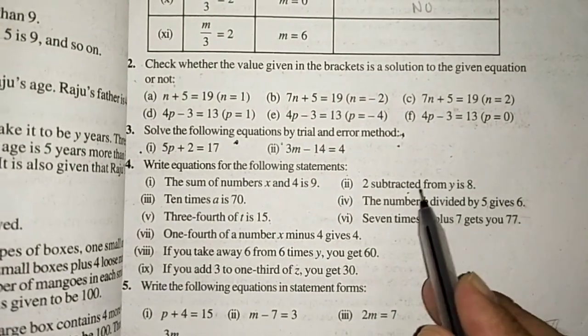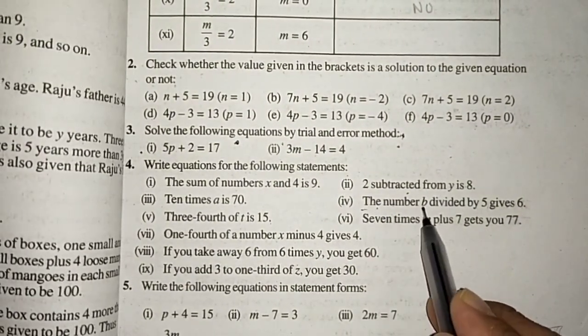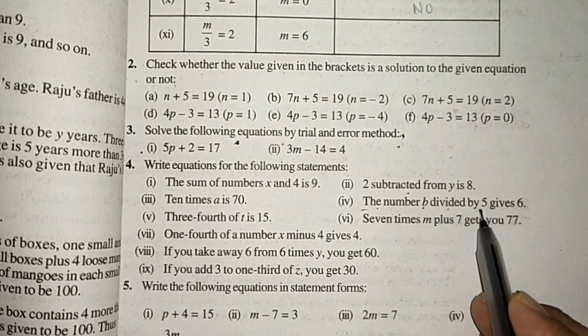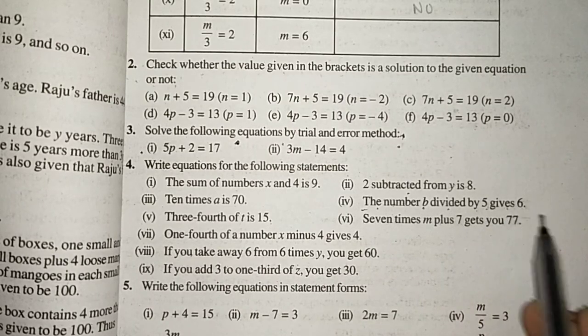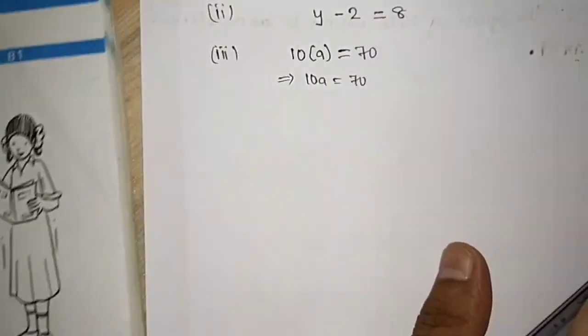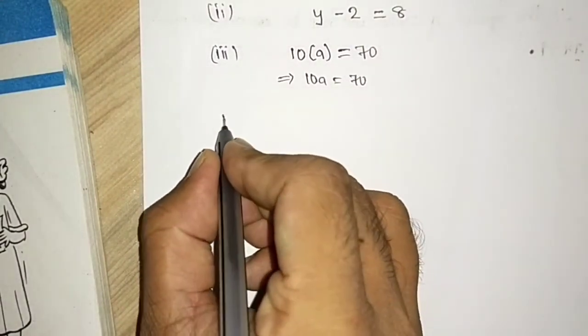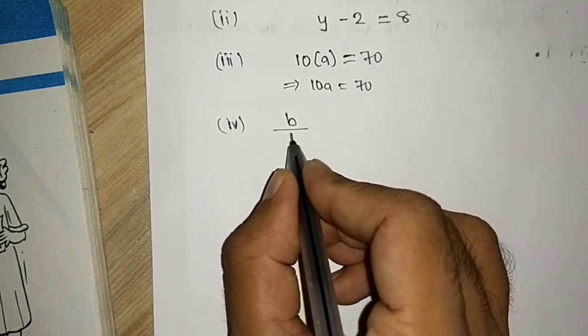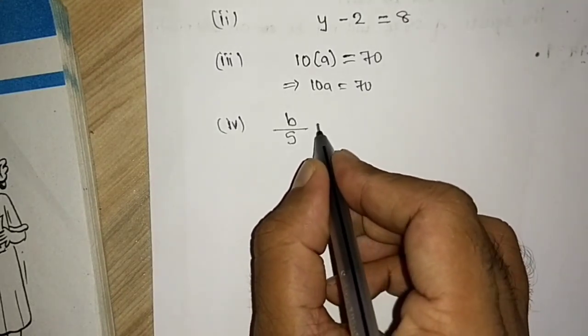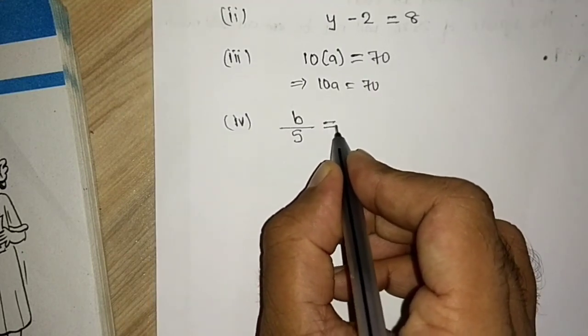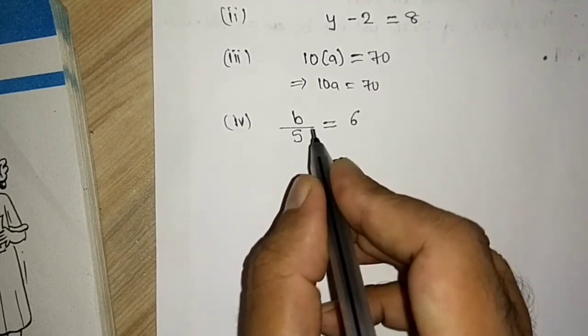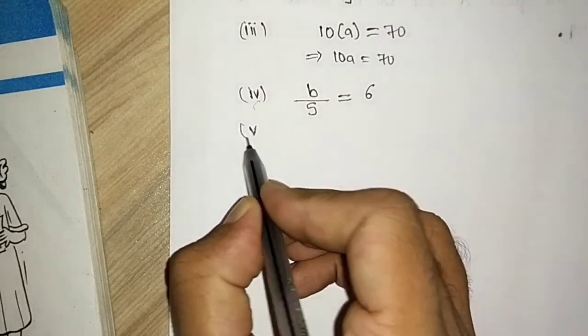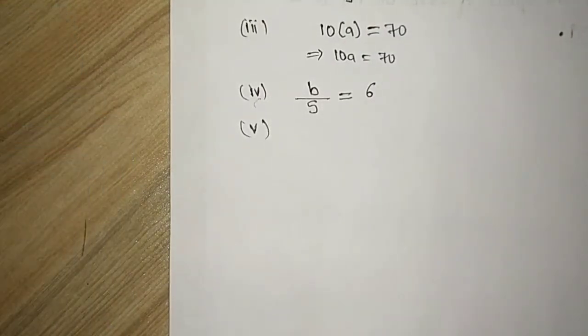Now moving to fourth part, the number b divided by 5 gives 6. The number b, let me first write, the number b divided by 5 gives, whenever they tell you gives, then also you will write equal to, gives 6.